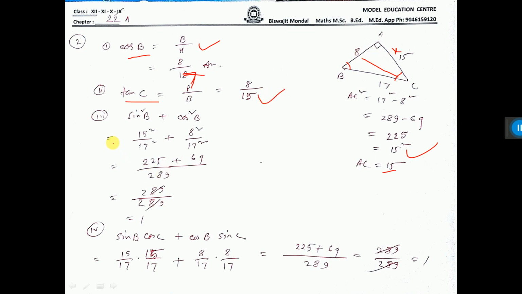Now sin square B plus cos square B. Sin B means this angle, perpendicular by hypotenuse, 15 by 17 here. Cos B means base is 8, 8 by hypotenuse 17, so 8 by 17. Calculate and get the answer. Similarly number 4.